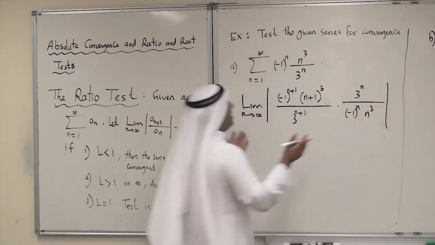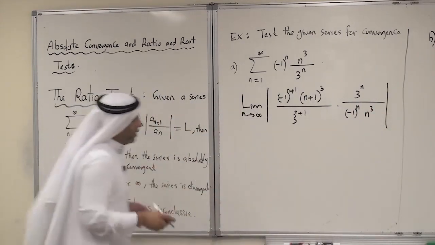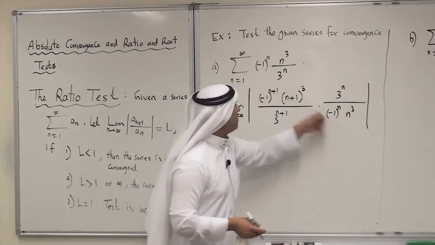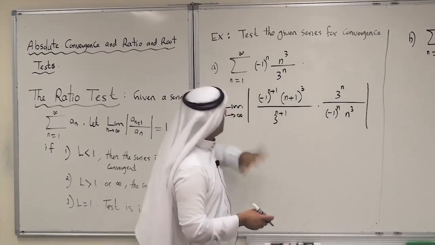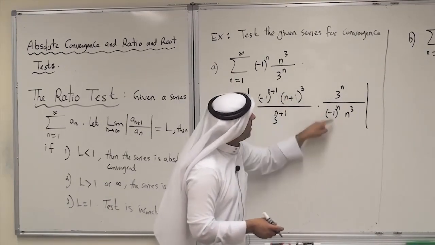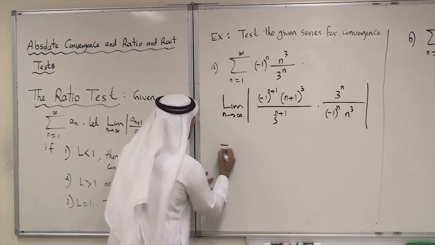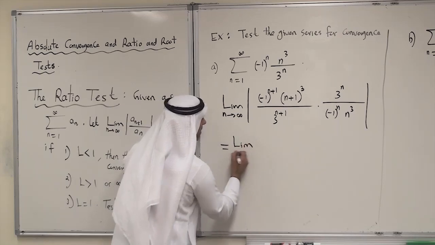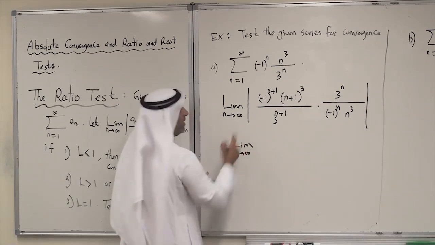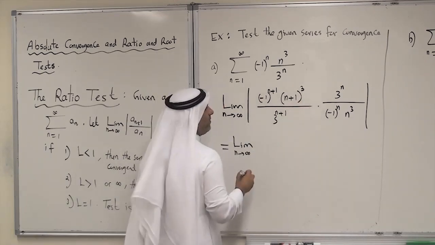Okay, we are considering this with absolute value. You can see now the absolute value will take care of these minuses here. They will be gone, and everything else is positive, so we don't need absolute value. The only thing we need to compute is this. What is the limit as n goes to infinity? Forget about the minuses because of the absolute value.